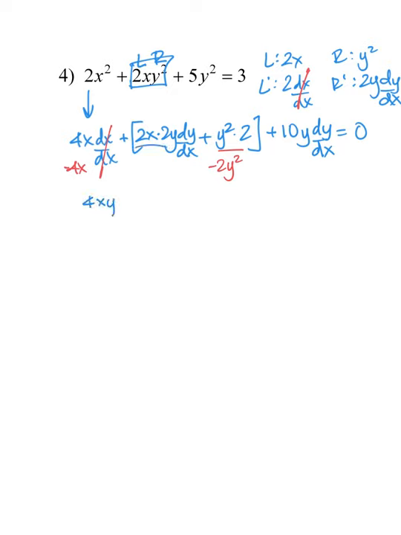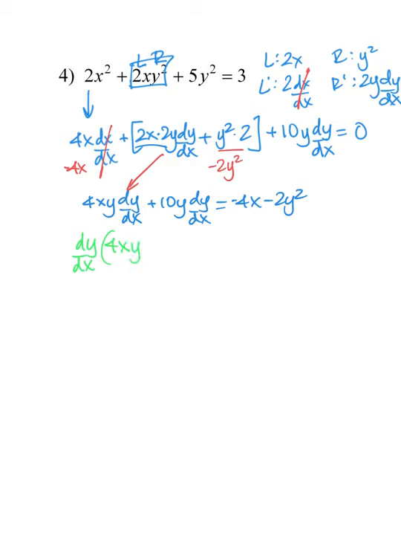I'm going to combine this into simplified terms. So we'd have 4xy dy/dx, and that comes from there. And we're still going to have that 10y dy/dx. And when we move those to the other side, the negative 4x and the minus 2y squared, that would be that particular step. So the next thing we want to do is isolate that dy/dx, which is basically a greatest common factor here. If we factor out the dy/dx, we're going to be left with 4xy plus the 10y, and then it's going to be equal to those two terms on the right.